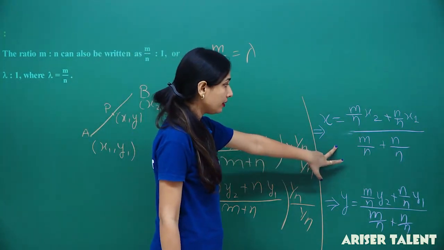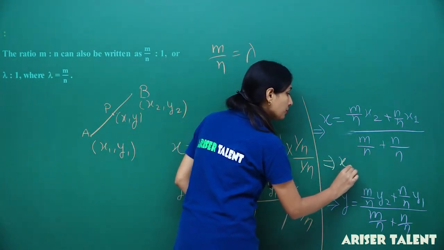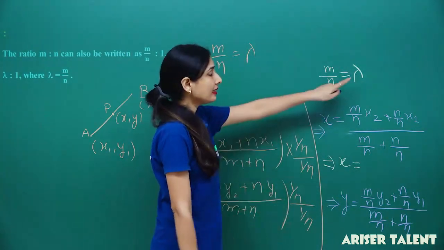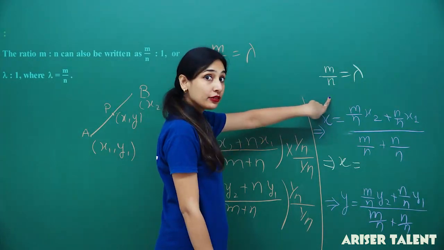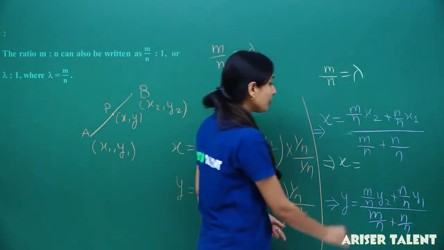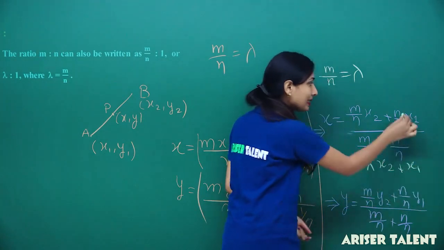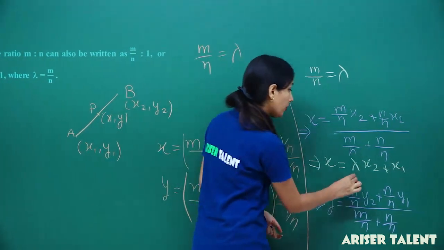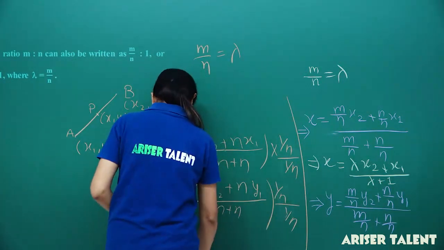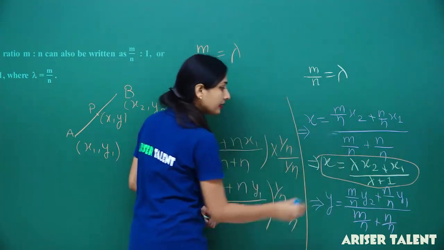Now, that will become x equals to, now m by n is clearly lambda. We have considered that lambda equals m by n. So just replace the value of m by n by lambda. Here you will find lambda x2 plus x1, because n by n equals what? 1. Upon lambda plus 1. Now this is the value of x here.